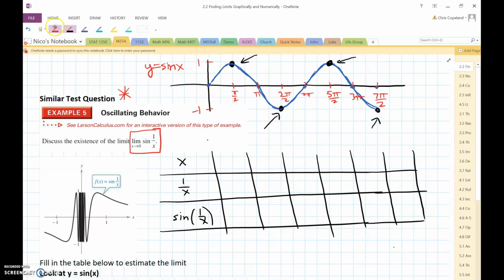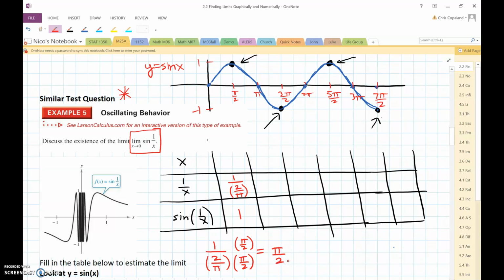Okay, so here, if I pick 1 over 2 pi, that result is going to be 1. And let me show you why. Okay, so first of all, if we look at 1 over 2 pi, I would simplify this. I could multiply the denominator and the numerator by pi over 2. The denominator would just become 1, and this would be pi halves.